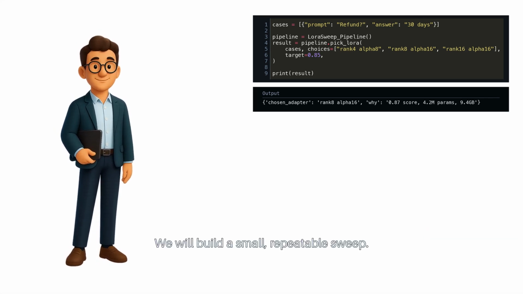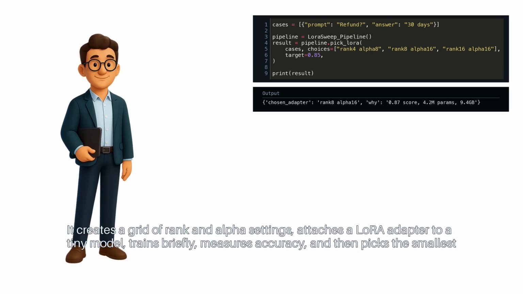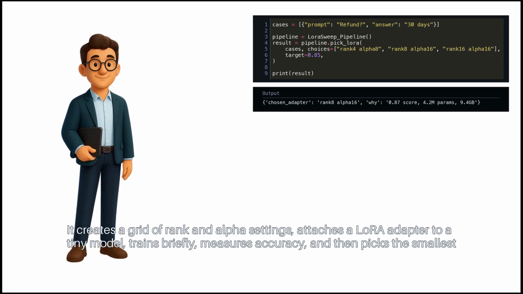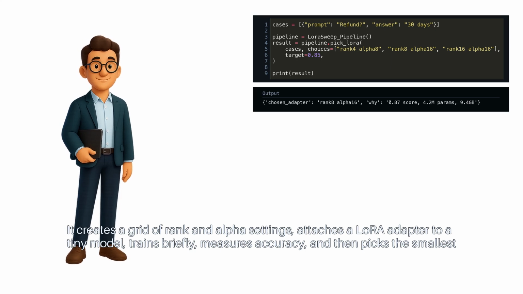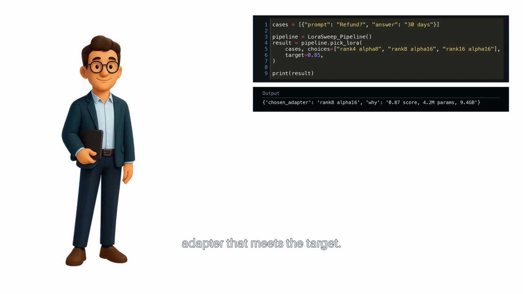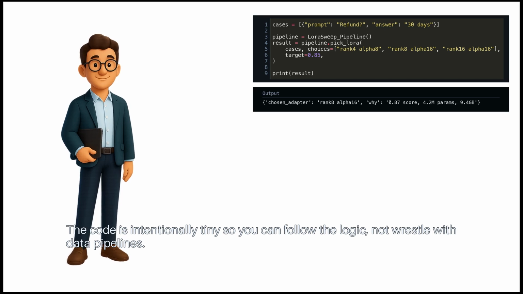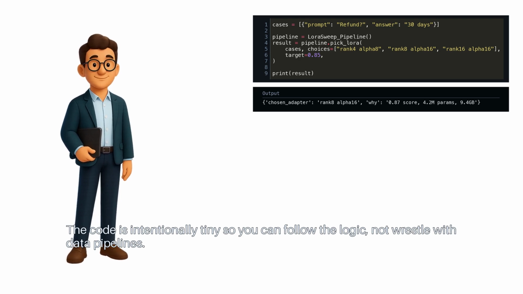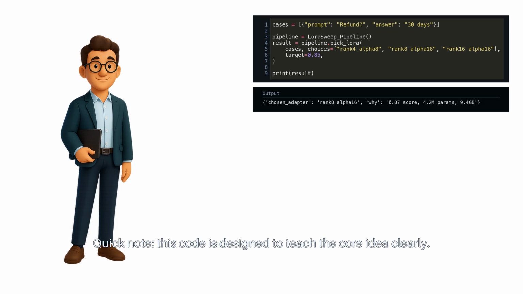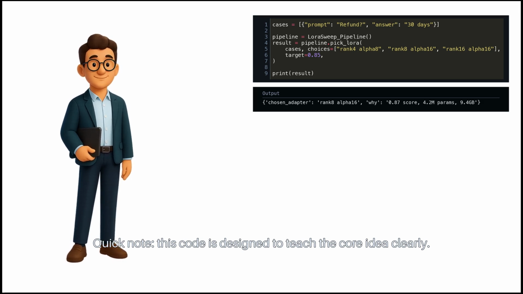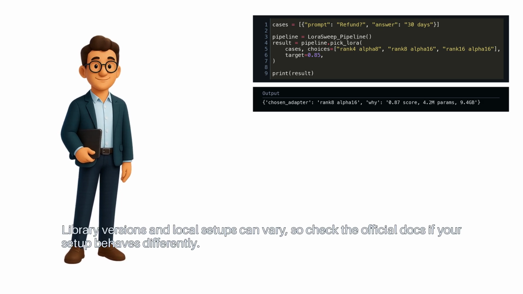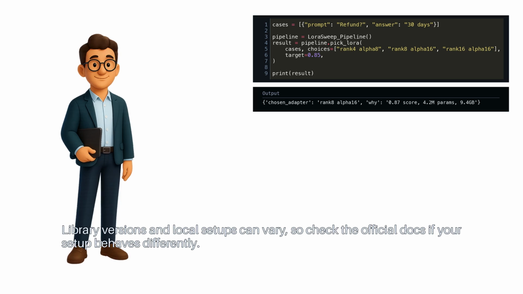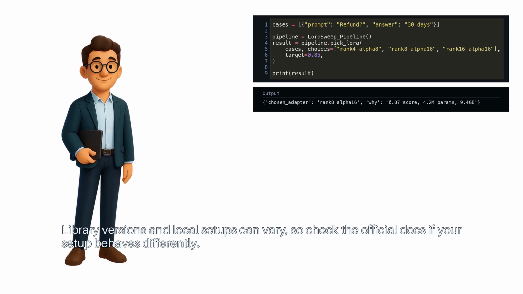We will build a small, repeatable sweep. It creates a grid of rank and alpha settings, attaches a LoRA adapter to a tiny model, trains briefly, measures accuracy, and then picks the smallest adapter that meets the target. The code is intentionally tiny, so you can follow the logic, not wrestle with data pipelines. Quick note: this code is designed to teach the core idea clearly. Library versions and local setups can vary, so check the official docs if your setup behaves differently.